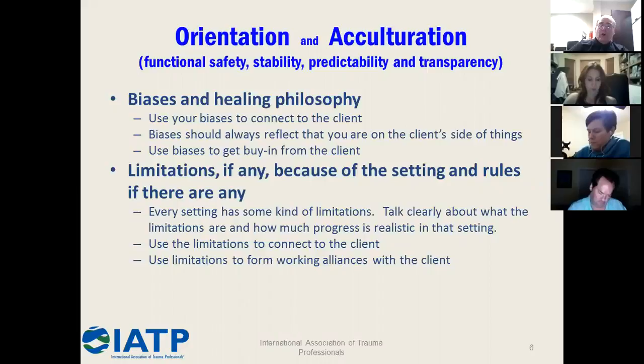Biases should always reflect that you are on the client's side of things, and you use your biases to get buy-in from the client. Do you think your clients have any biases?